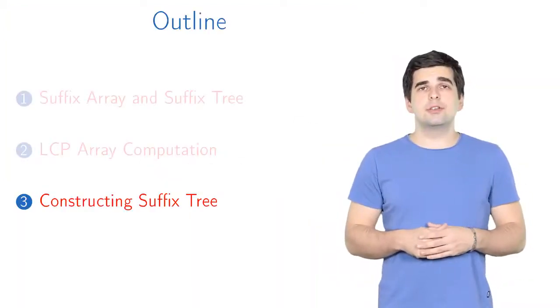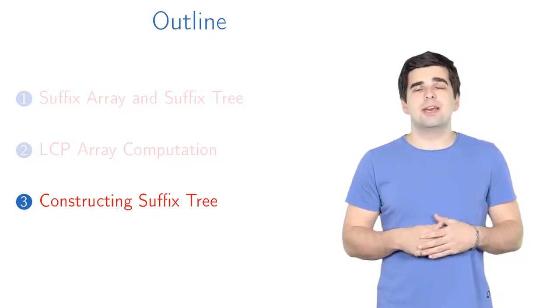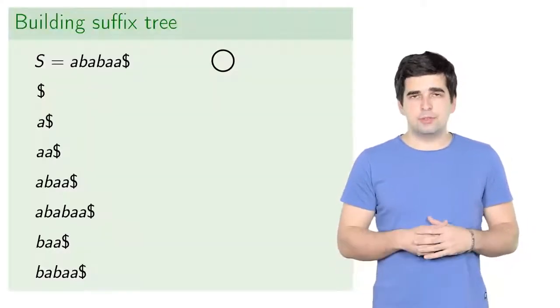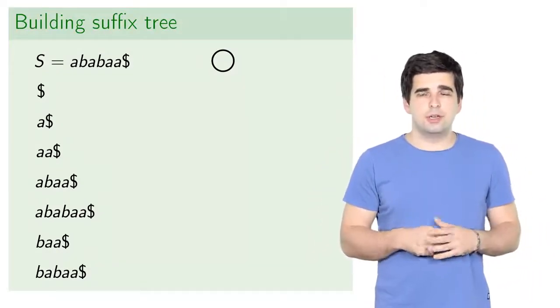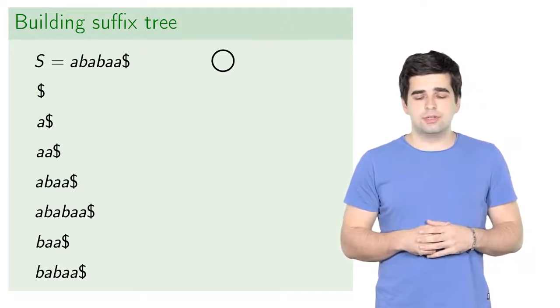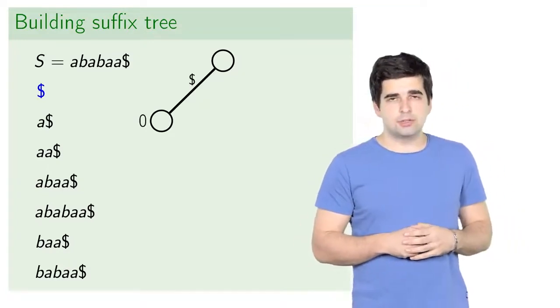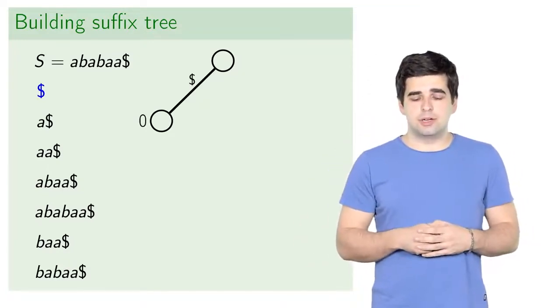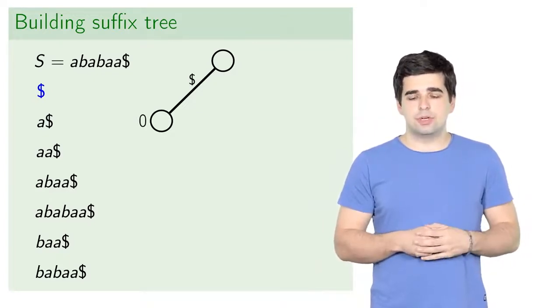Hi, in this lecture you will finally learn how to build the suffix tree of a string given its suffix array and the LCP array. And we'll do everything on this example. We have our string, we have our sorted suffixes in order, and we start building the tree from just the root vertex. We consider the first suffix, and we create a leaf in the tree corresponding to the suffix, and we connect it with an edge to the root node.